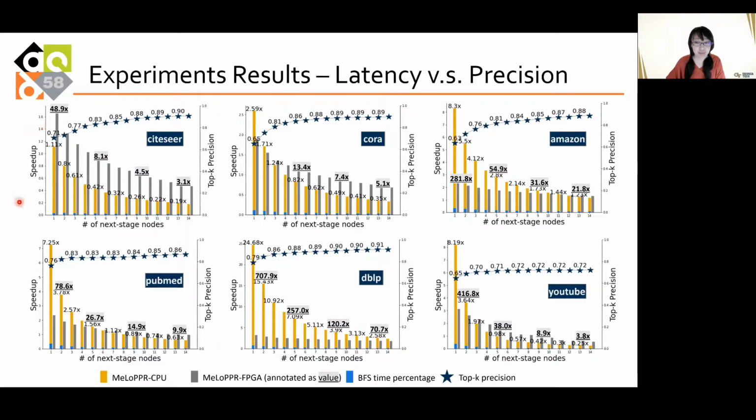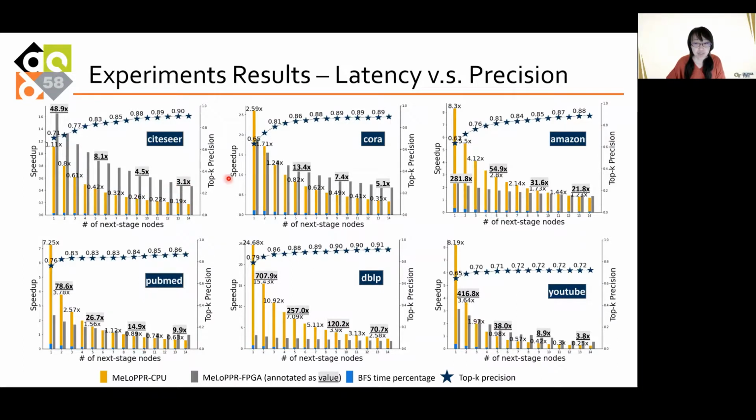And in this figure, there are 6 realistic benchmarks. The yellow bars are the CPU speed up over baseline, and the gray bars are the FPGA speed up. And we can clearly see that there is a curve between the accuracy and the speed up. So the precision increases while the speed up decreases.